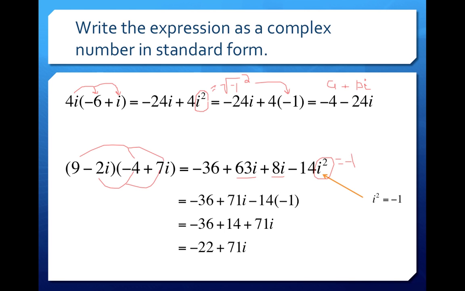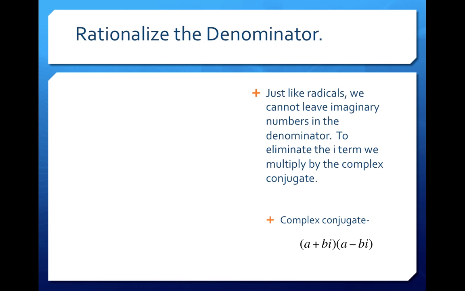Oh, look, I have your notes right there for you. All right, so one of the last things we have to do is rationalize the denominator. Just like radicals, we don't like imaginary numbers in the denominator. So in order to eliminate the i term, we multiply by the complex conjugate. What is the complex conjugate? Do you remember what a conjugate is?